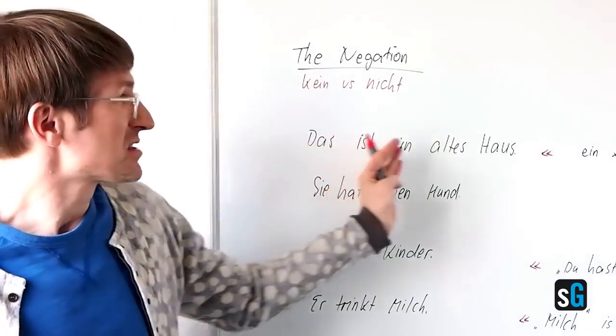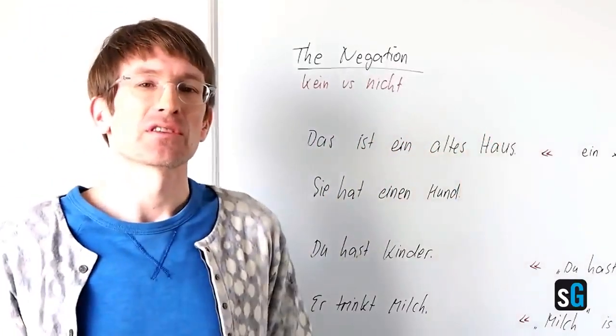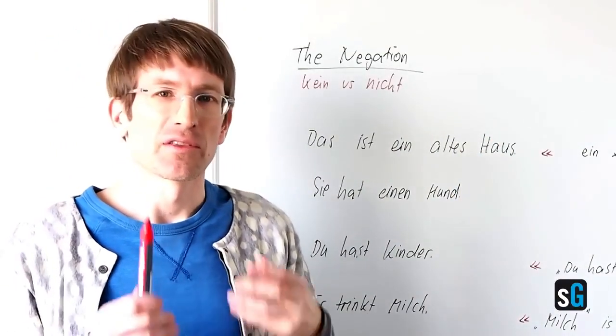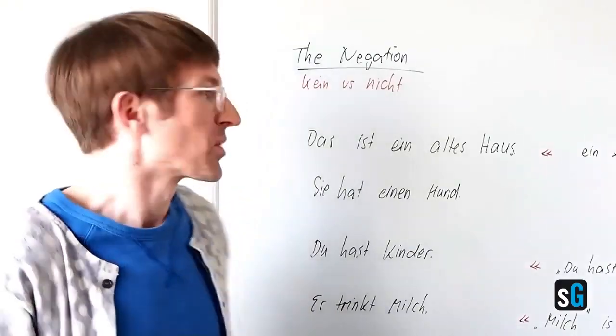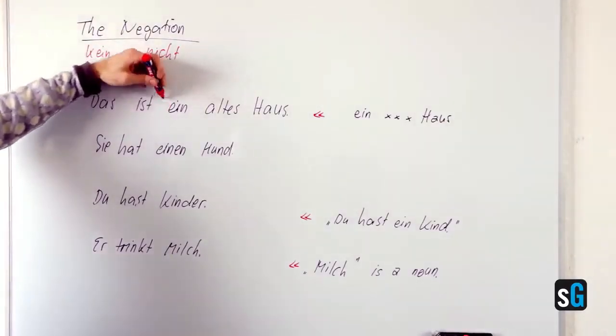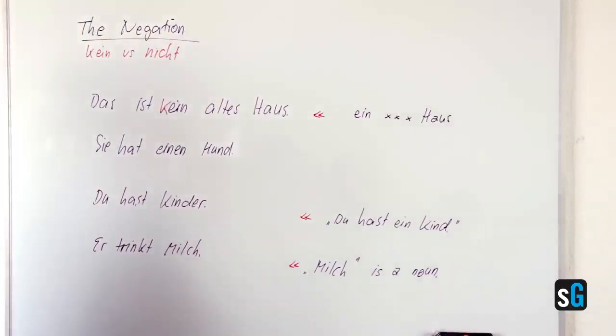Let me read to you. Das ist ein altes Haus. This is an old house. And how do I say in German, this is not an old house? Well, pretty simple. Whenever I find ein, I can simply add a K to ein and voila, I'm done. Das ist kein altes Haus. This is not an old house.